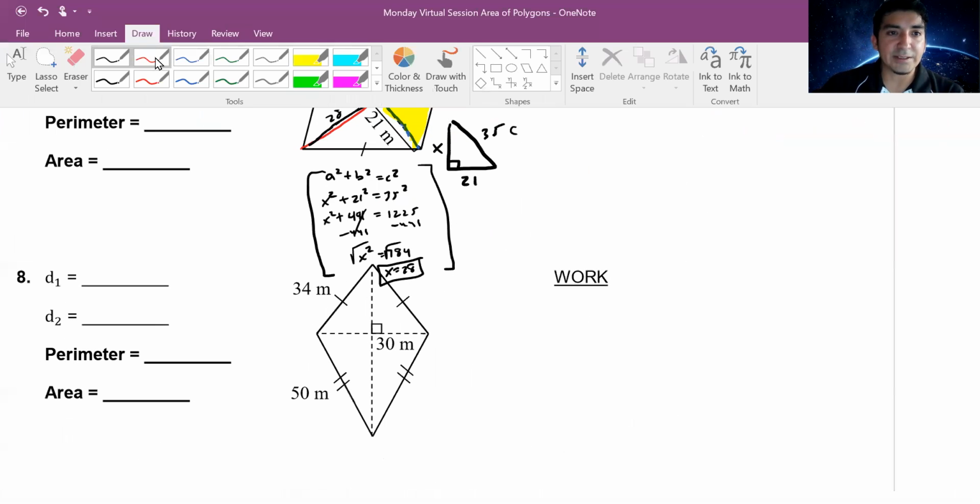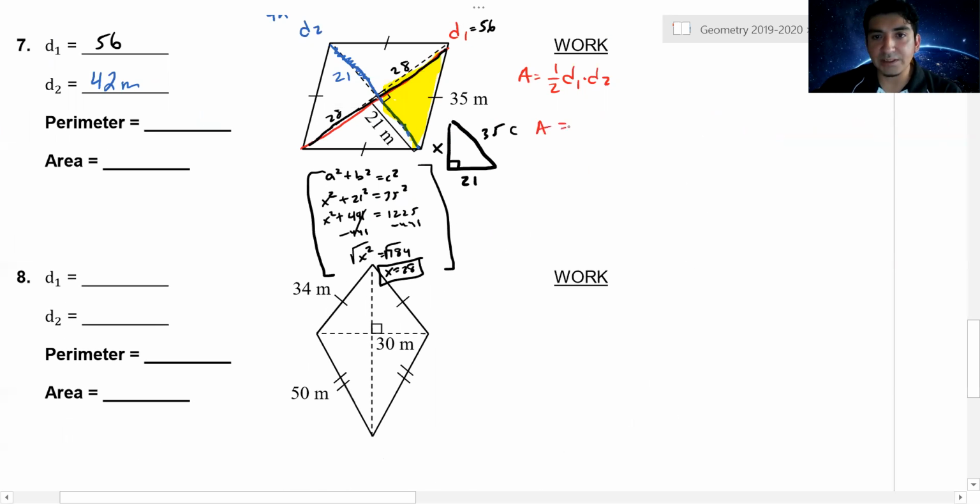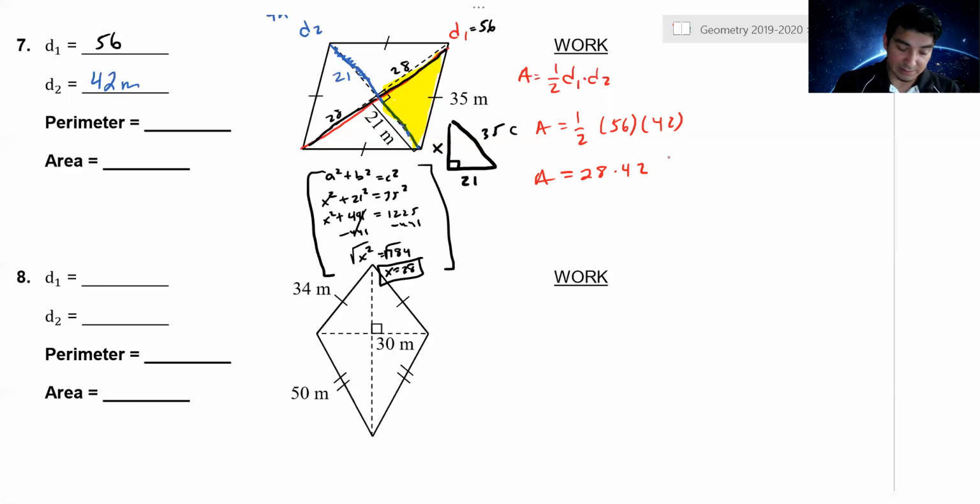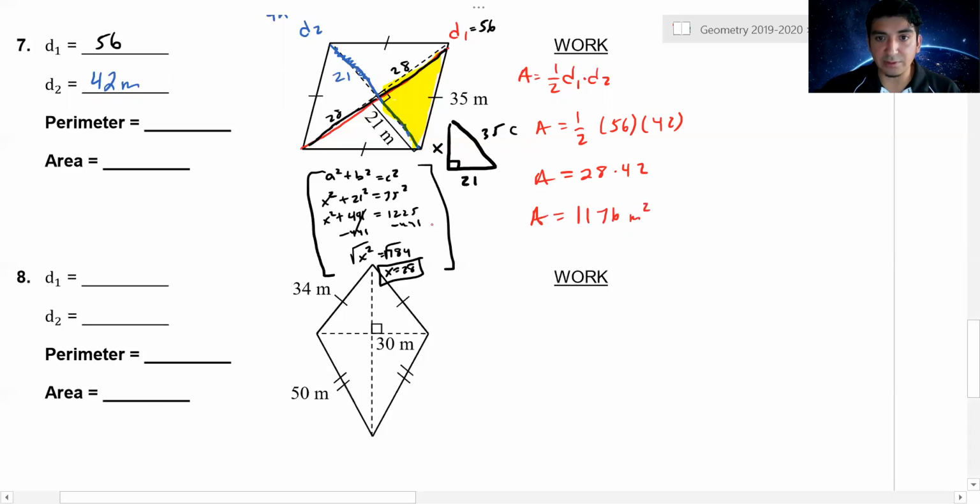So let's look for area then. Area is equal to 1/2 d1, which is 56, times d2, which is 42. You can take half of 56, which is 28, times 42. And the area would be 1176 meters squared. Okay, so 1176 meters squared. So that's going to be my area for this one.